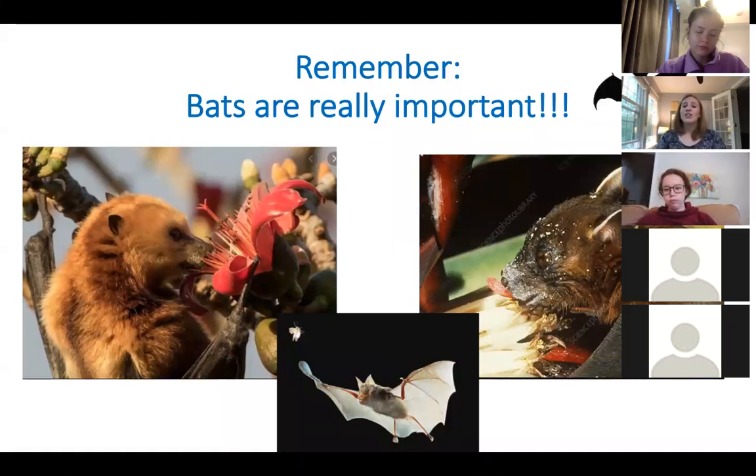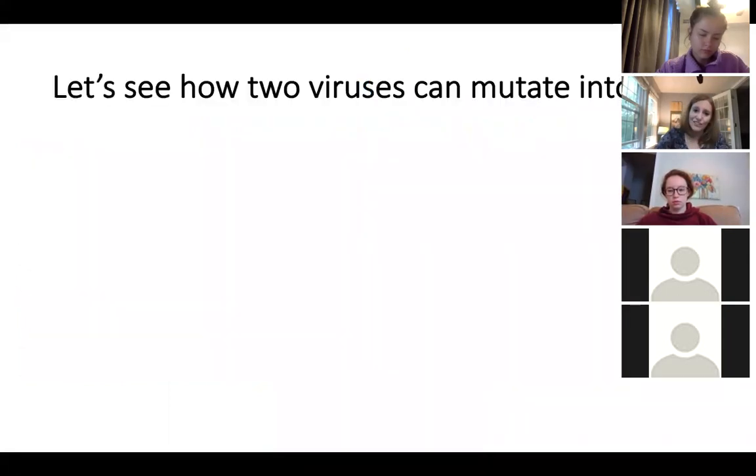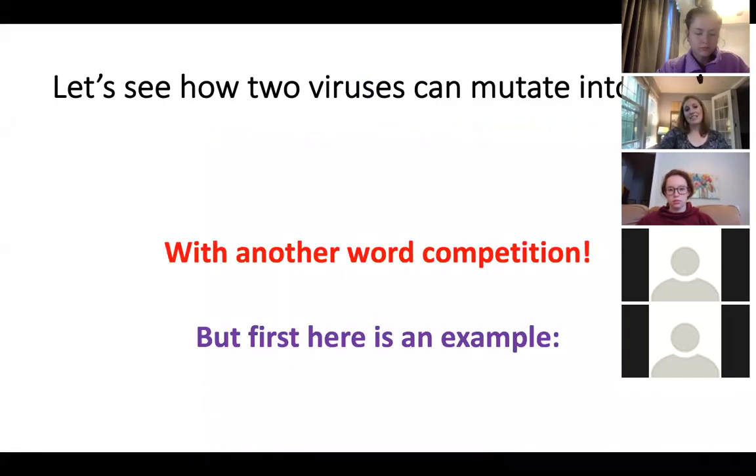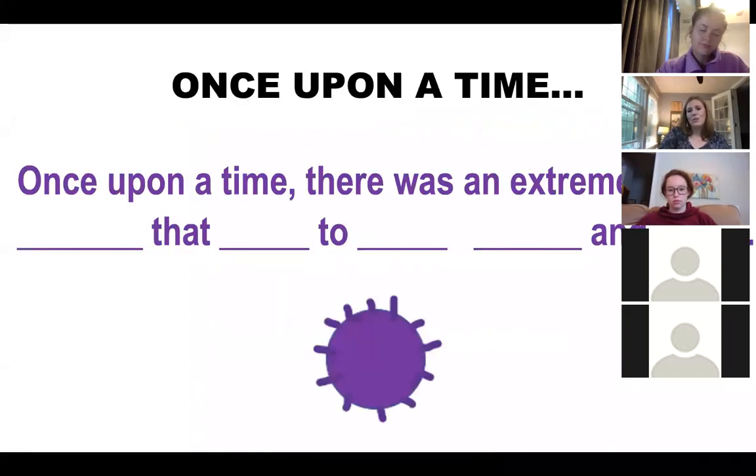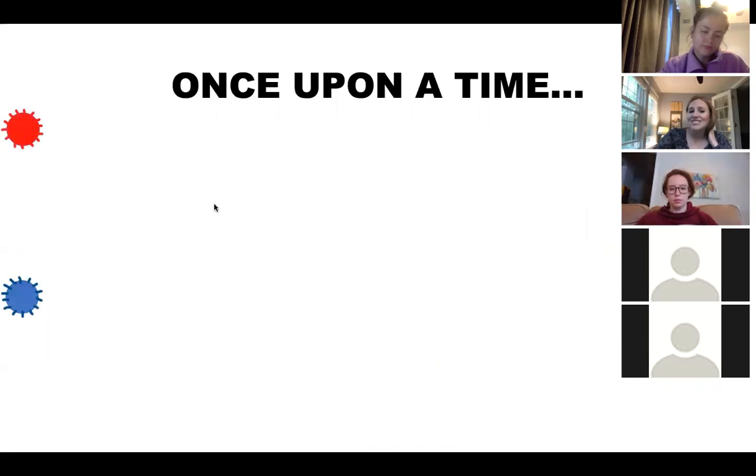So even though, yes, bats can sometimes carry some diseases, we cannot lose bats. They are so important. So what do we do instead? We have to respect the distance between wild animals and ourselves. So let's go back to that 2 viruses mutating into 1 with an example and a competition. We're going to start with a sentence. Once upon a time, there was an extremely blank blank, that blank to blank blank and blank. What I'm going to show you is a red virus and a red sentence.